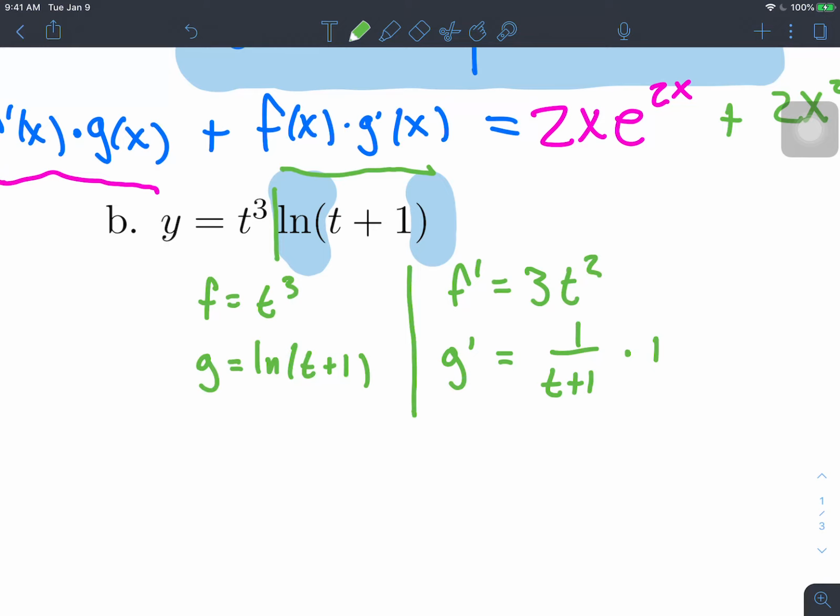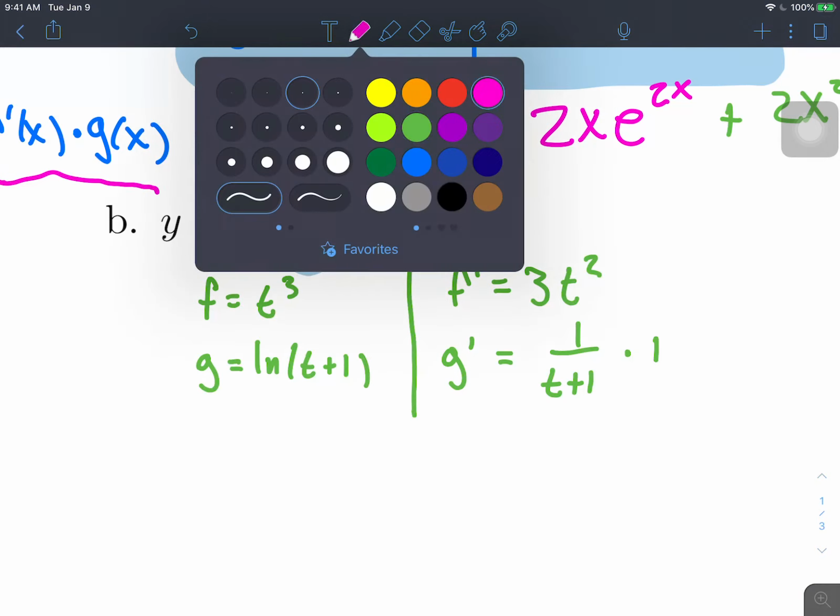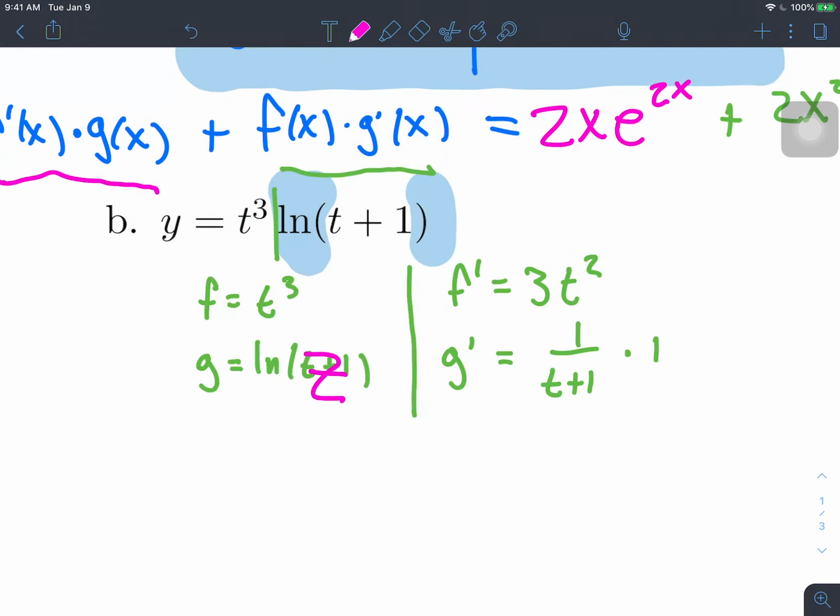Why times 1? Yeah, the derivative of t plus 1. Okay, this was an application of the chain rule, where the inner function was t plus 1. So we do the derivative of ln, and we put the entire inside function into the derivative of ln, and then we multiply by the derivative of that function. Fortunately for us, it was just 1. So we could even get rid of this times 1 here. We can just write it 1 over t plus 1. Great.